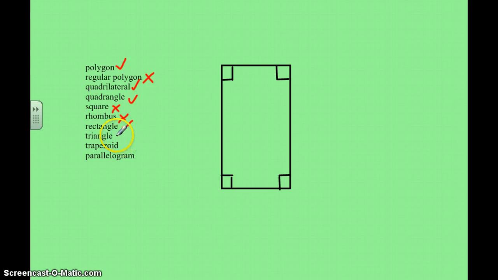Is it a triangle? No, because we don't have 3 sides. Is it a trapezoid? Well, remember, a trapezoid only has 1 set of parallel sides, and this one has 2, so no. Parallelogram. Does this have 2 sets of parallel sides? Yes, it has this side and these 2 sides. So that's a parallelogram. So this figure could be classified as a polygon, a quadrilateral, a quadrangle, a rectangle, and a parallelogram.